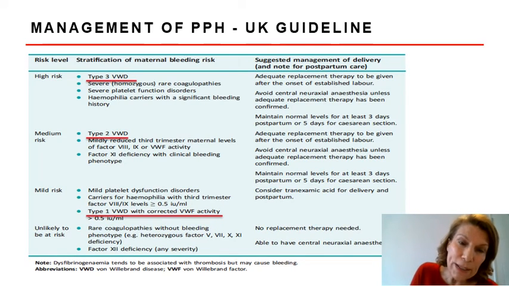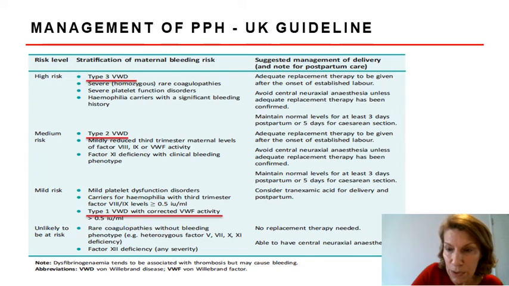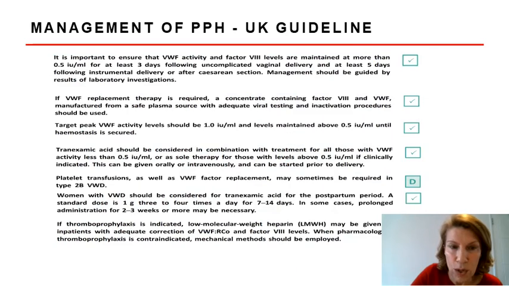So, for management of postpartum hemorrhage in the UK, the national guidelines suggest stratification of risk based on the severity and the type of von Willebrand disease, factor levels, and the mother's obstetric risk factors. And as I mentioned, for type 1 and mild, tranexamic acid is sufficient. Desmopressin can be used in those cases who are responsive with a moderate level of von Willebrand disease, and of course factor replacement therapy for type 2 and 3.